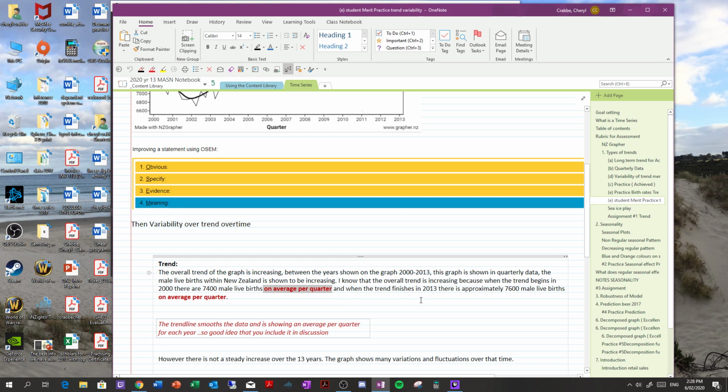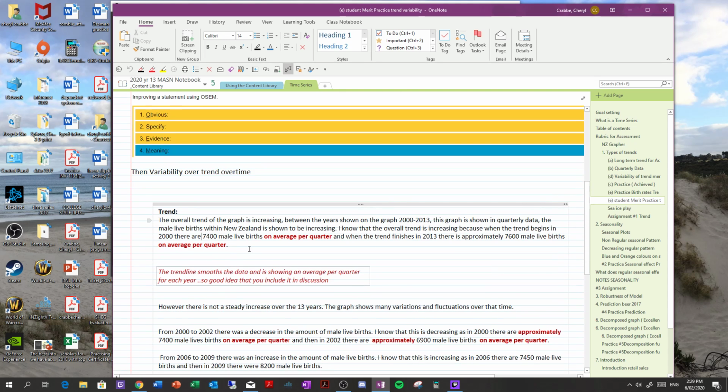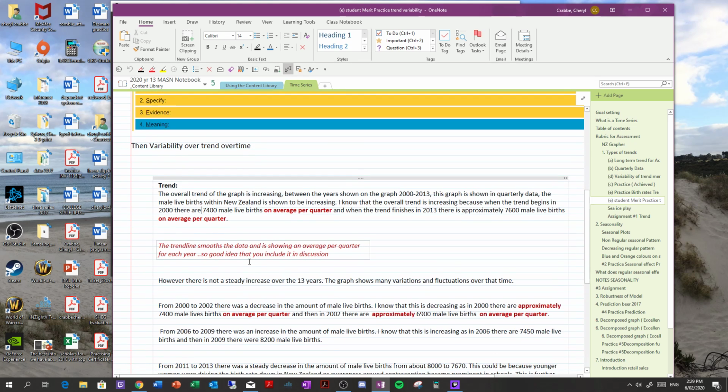I know that the overall trend is increasing because when the trend begins in 2000, there are about, and you should say about or approximately, 7,400 male live births on average per quarter if it's dealing with quarterly data. And when the trend finishes in 2013, there's approximately 7,600 male live births on average per quarter. Now, if it was per year or per month, you would say that as well. And we use this on average per quarter because the trend line smooths the data and is showing an average per quarter for each year. And so it's a good idea to use that.